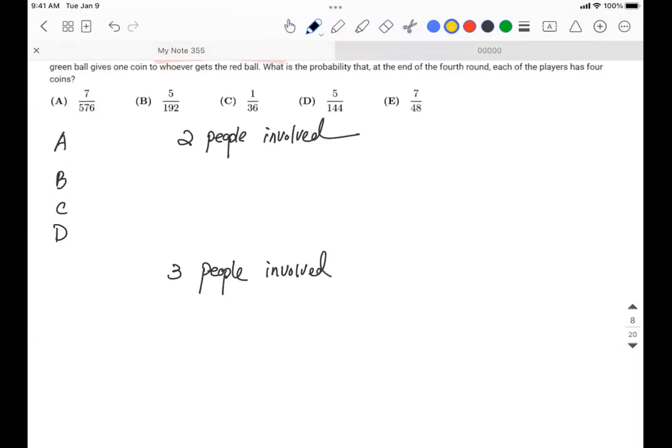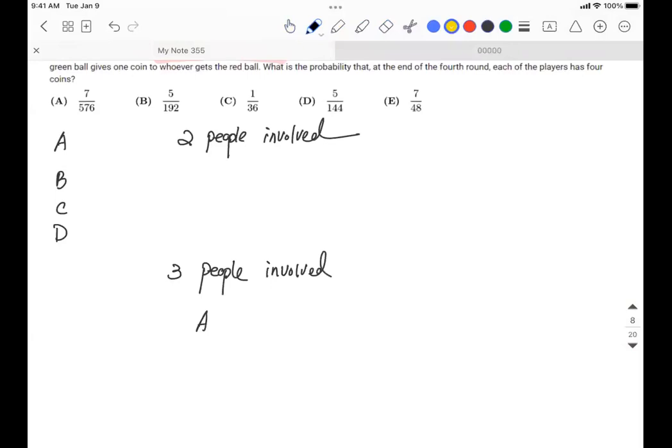Three people get involved. Is it possible? Three people exchange their coins, but after 4 rounds, they are all good. Think about it. We try to do the casework based on different people. How many people get involved in this game? Actually, it is possible. Why?